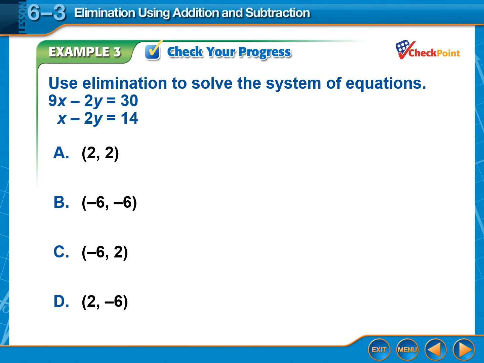All right, so now it's time for you to try one on your own. We've got 9x minus 2y equals 30, and x minus 2y is equal to 14. Again, since we've got two coefficients that are the same, negative 2y, you're going to want to use subtraction to solve this system by using elimination.